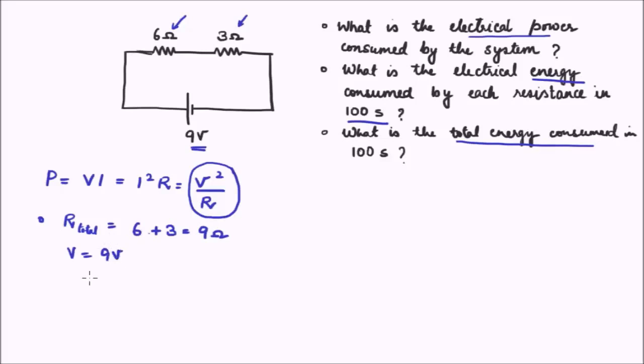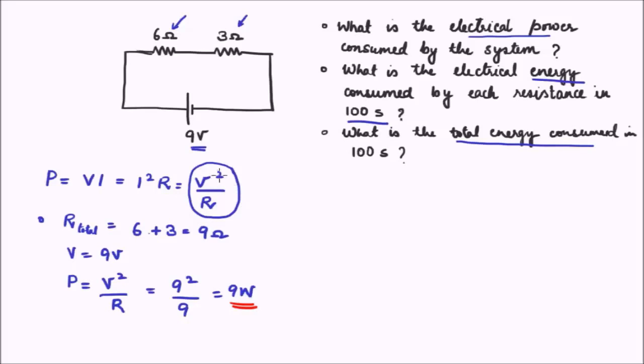Therefore the power can be found out to be V square upon R. V square is 9 square upon resistance is 9. That gives me a power of 9 watt. So for this combination the power rating is 9 watt.